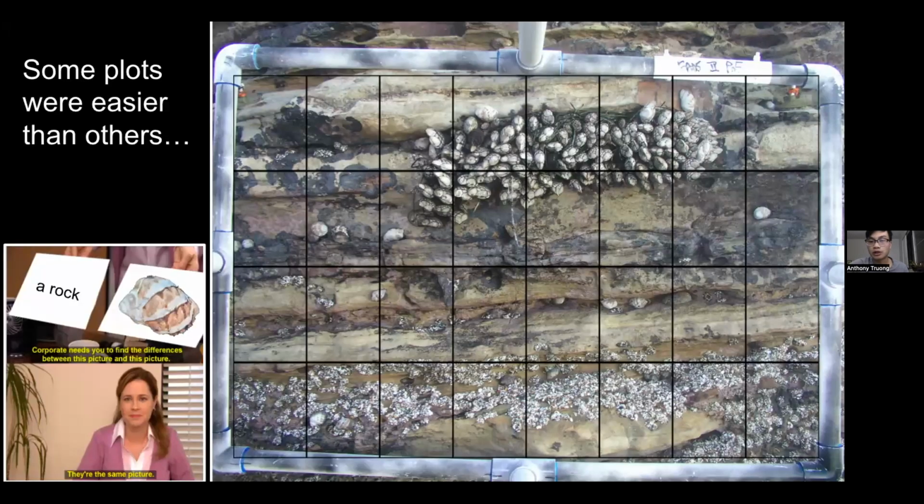Some plots were a lot easier than others. For example, that last plot had 1. This one had about 20 to 21 by my best count. And this is actually the plot with the most whelks found throughout those years. So this is an example of a max whelk density.